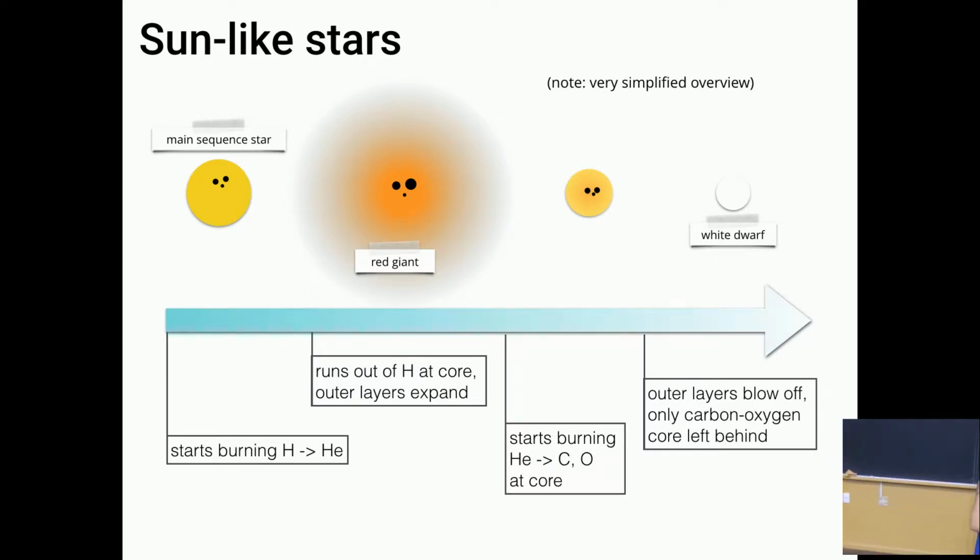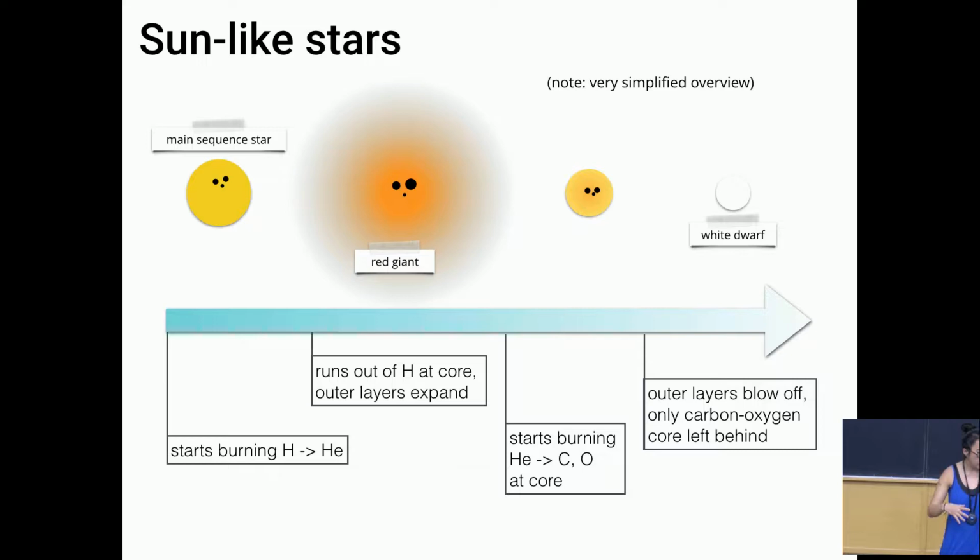The star becomes a red giant. This is going to be the future of our sun. I think when our sun becomes a red giant, the outer envelope is going to go past Mars or something like that, engulf the Earth, everything, yada, yada, yada. So the outer layers start to expand.